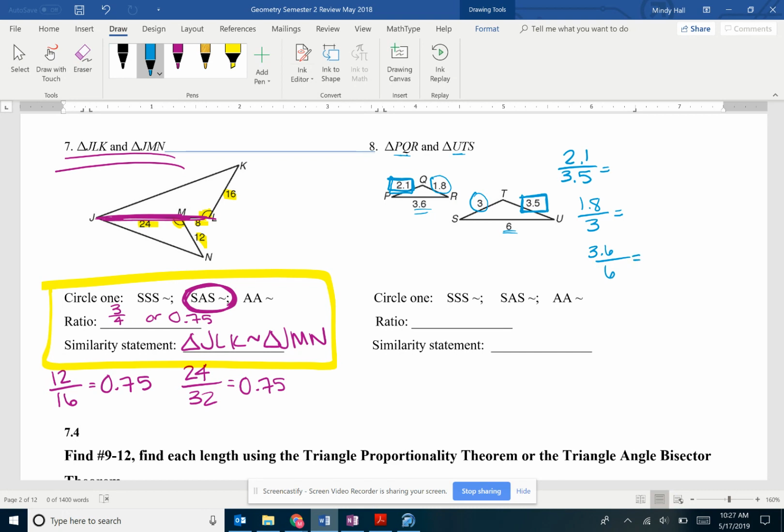So we'll just do this real quick with the calculator. The first one, this gives me 0.6. 1.8 divided by 3 also gives me 0.6. And 3.6 divided by 6 also gives me 0.6. So even though you may feel like, oh, do I really have to check all these? The answer is yes, because it is very possible that only one of them will be off. So because all 3 sides are proportional, we have SSS similarity. Our ratio would be 0.6 or 3/5. If you are good with your fractions, then you can do that. And then our similarity statement, again, use the letters they give you. Don't overthink it. Triangle PQR is similar to triangle UTS.